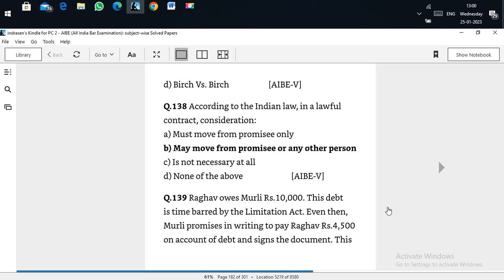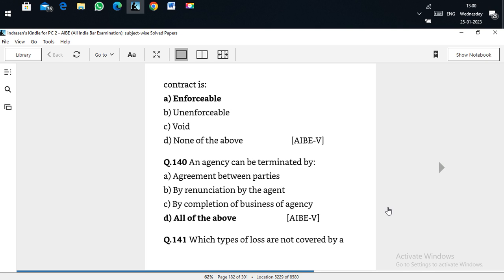According to Indian law, in a lawful contract, the consideration may move from the promisee or any other person. Raghav owes Murli 10,000. This debt is time barred by the Limitation Act. Even then, Murli promises in writing to pay Raghav 4,500 on account of the debt and signs the document. This is called an enforceable document.